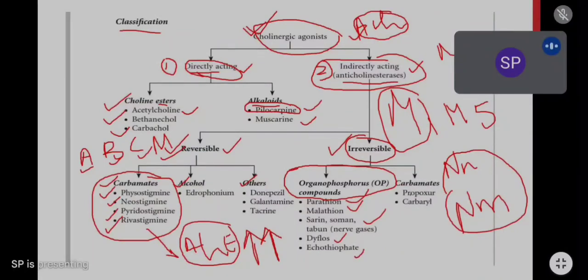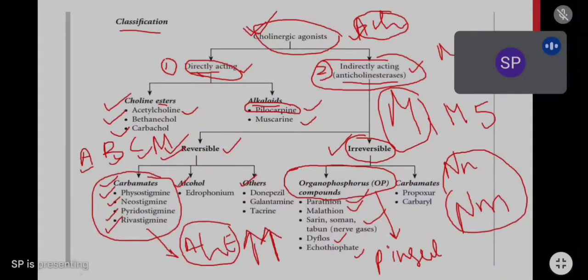And in carbamates also, some drugs are irreversible inhibitors. In that, we have propoxur and carbaryl. And about these organophosphates, we have so many other examples. Especially these organophosphate compounds are not used clinically, but they are used as pesticides in farming. They are used mainly as pesticides, as insecticides.